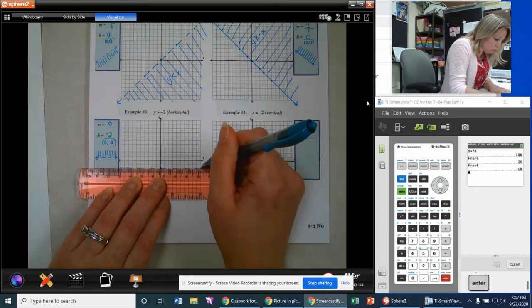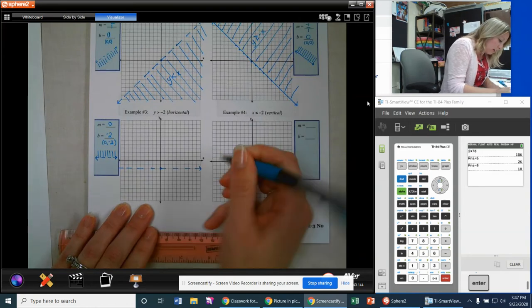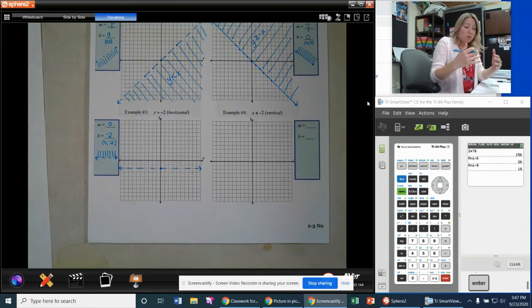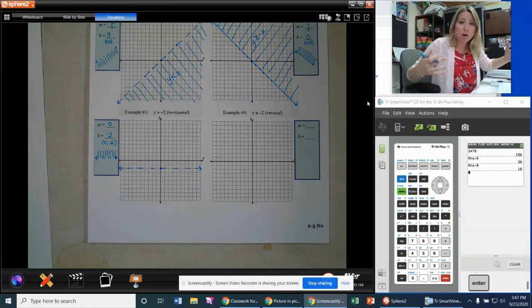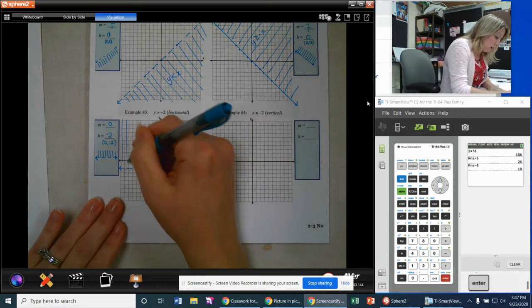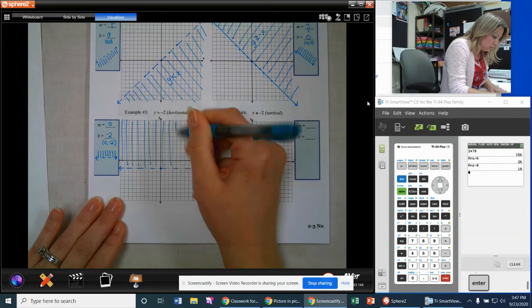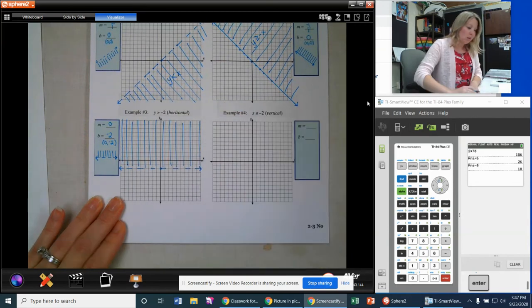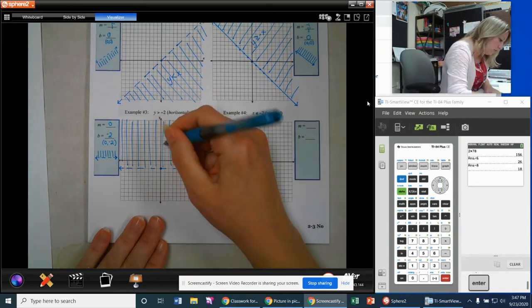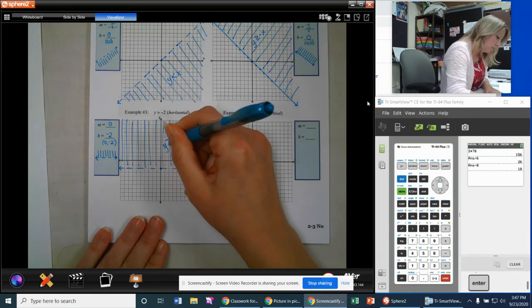of course, up against your straight edge. Arrows at the end, cover that whole graph. And now everything above that is part of the solution set. So everything above that gets covered with your shading. And then this is where you label your inequality. Y is greater than -2. Done.